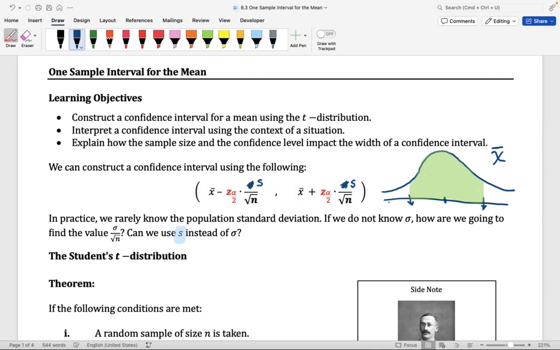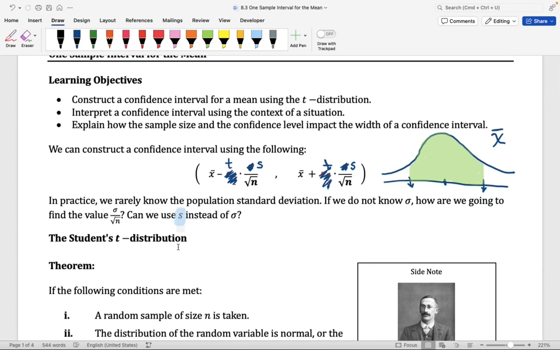However, if you're going to use S, you're going to be using a different distribution. You're no longer going to be using the sampling distribution, which is a normal distribution. We're not going to be using c-scores. Instead, we're going to be using a t-score. So we're going to be calculating the margin of error using t times s divided by the square root of n.